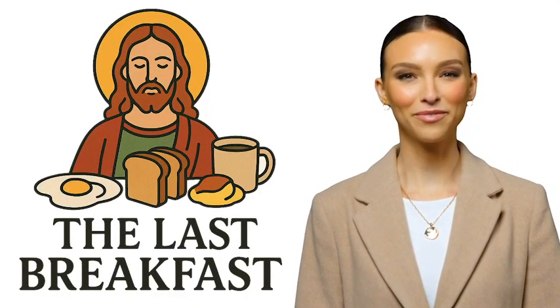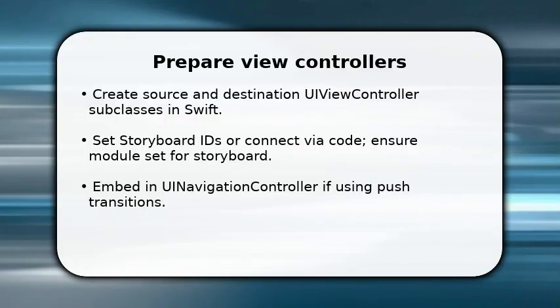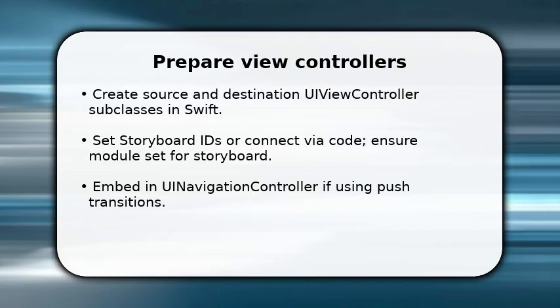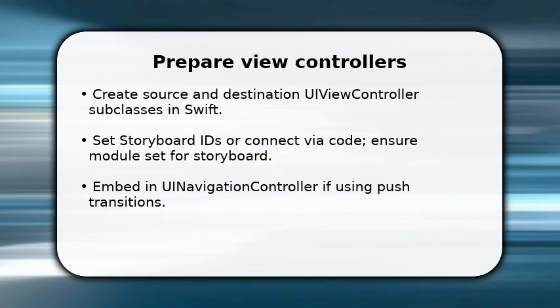Please enjoy the video. You already have 2 ViewController classes. Now wire them. First, give the destination a storyboard ID or create its instance in code using init or storyboard. Instantiate ViewController. Once done, confirm the source has access to the destination class and imports UIKit.